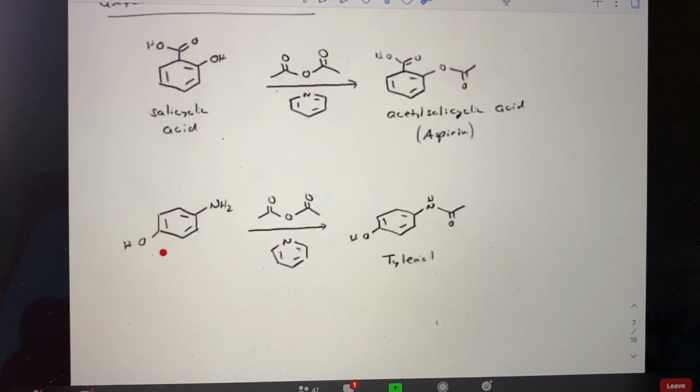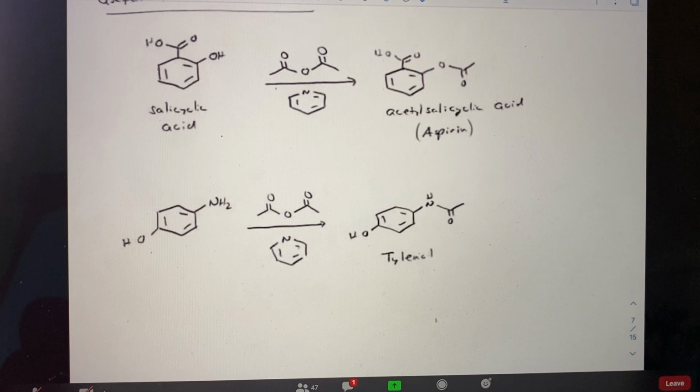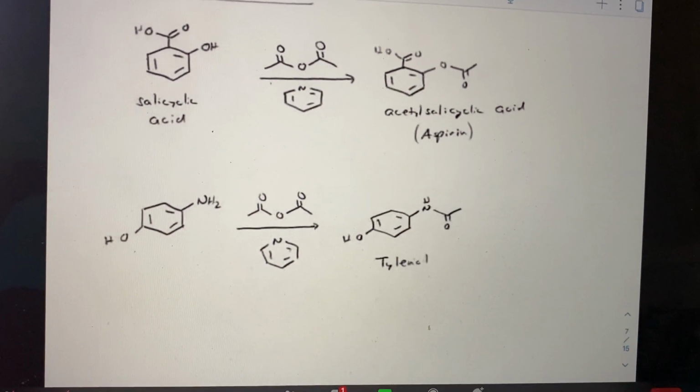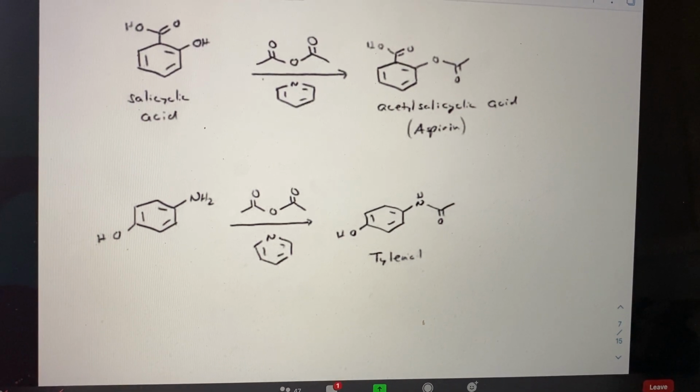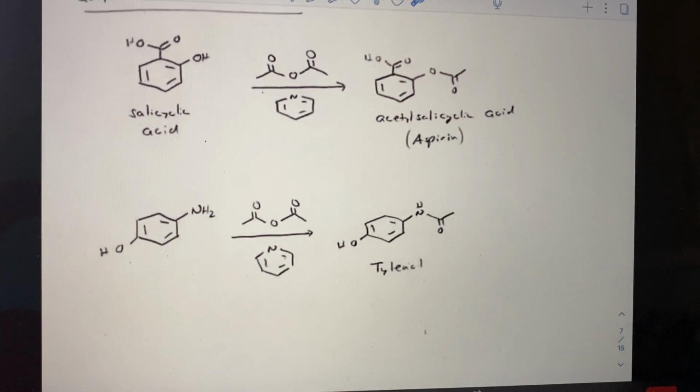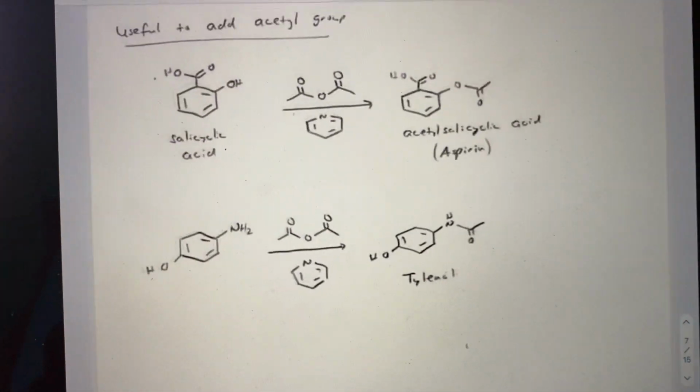Same thing for this particular compound here on the bottom left. Can introduce an acetyl group here to generate acetaminophen. So you can use this to make Tylenol. And it's actually quite interesting in a way that aspirin and Tylenol have such simple structures overall, but are so effective.